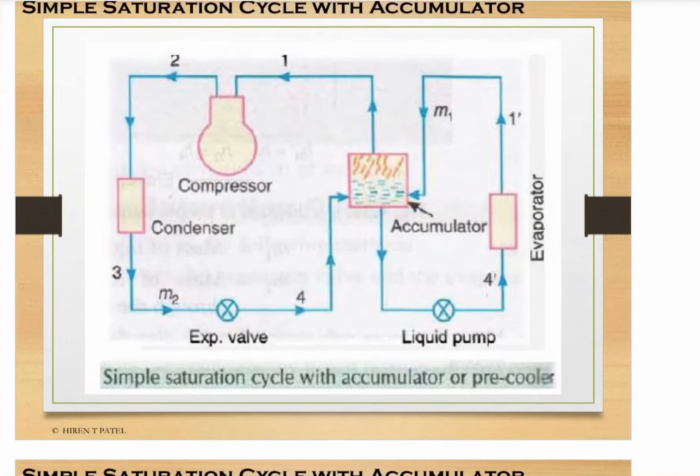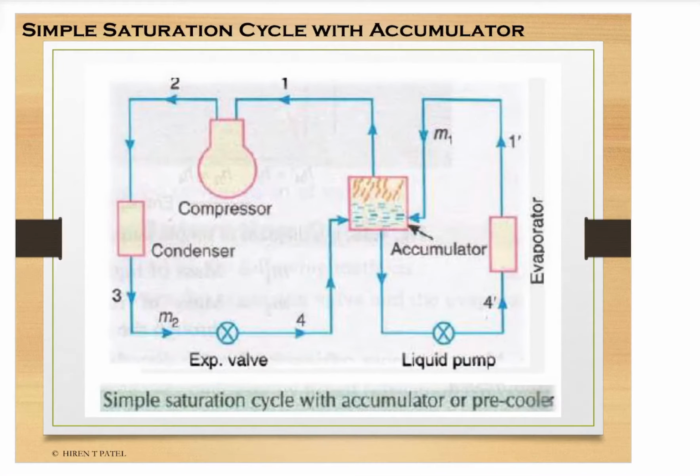Now the second system for the improvement used is the accumulator. Use of accumulator, or we can say pre-cooler. It is also known as pre-cooler. So here we can see that between the compressor and evaporator, and between the expansion valve and evaporator, there is a device which is known as the accumulator.